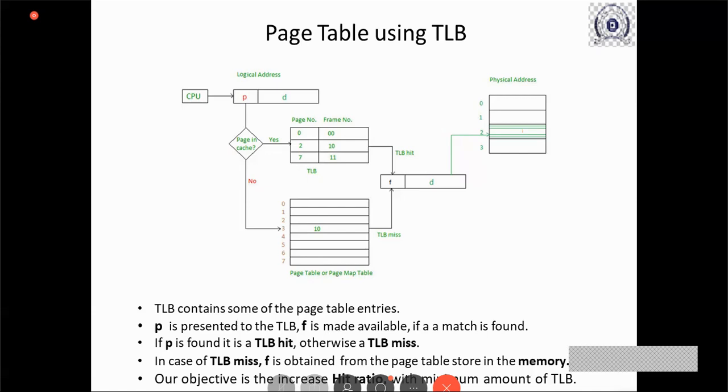Otherwise, anyway, this entire page table will be there in the main memory. So if it is not obtained from the TLB, we will search the page table kept in the main memory to get the frame number f, and appending it with the offset d, we compute the physical address. If the particular frame number is obtained from the TLB, it is called a TLB hit. Otherwise, it is a TLB miss, just as a cache hit and cache miss.